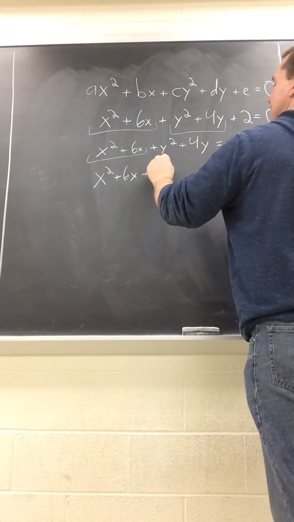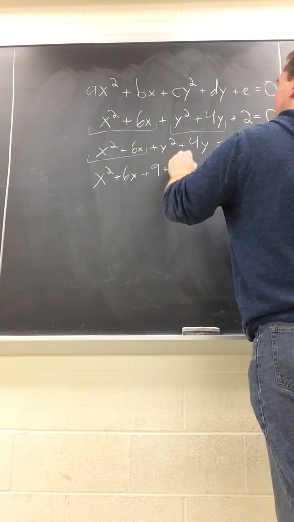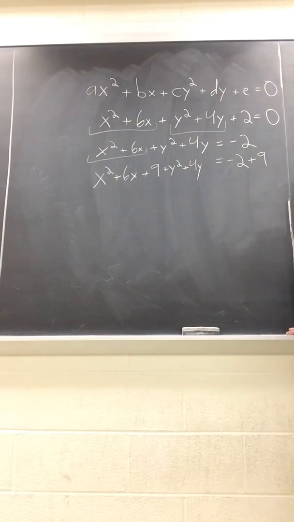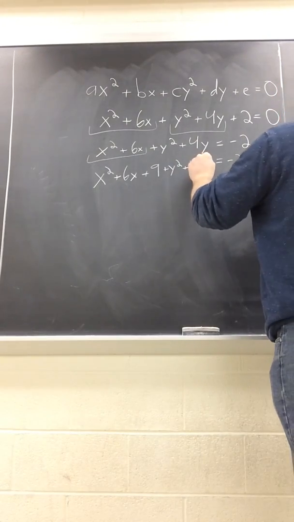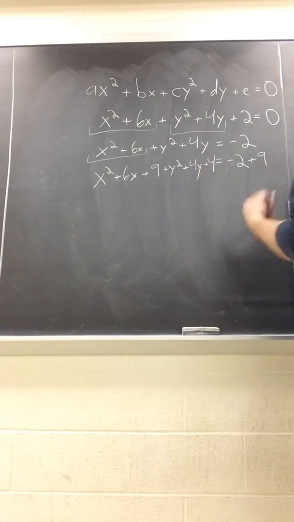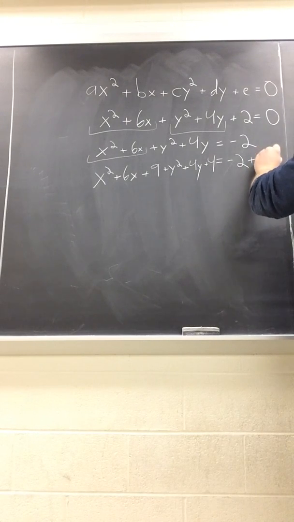Do the same with the y's. y squared plus 4y. Half of 4 is 2. Square 2, you get 4. Whatever you add on the left, you have to add on the right.